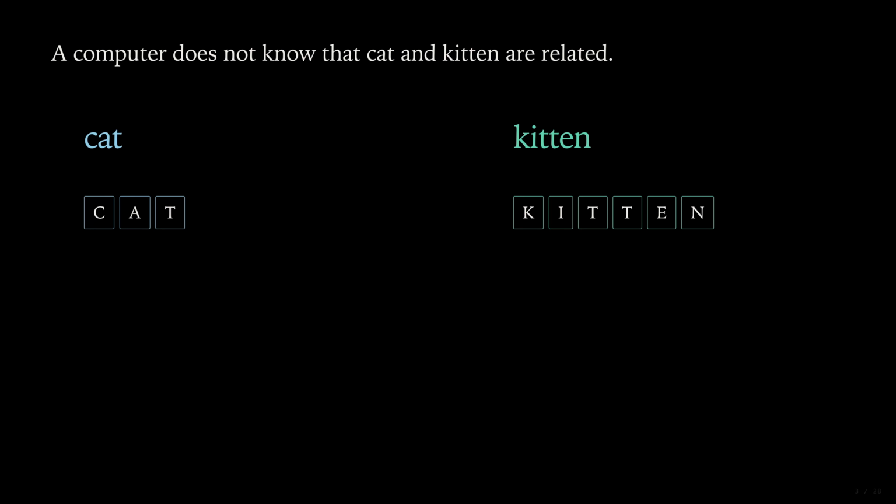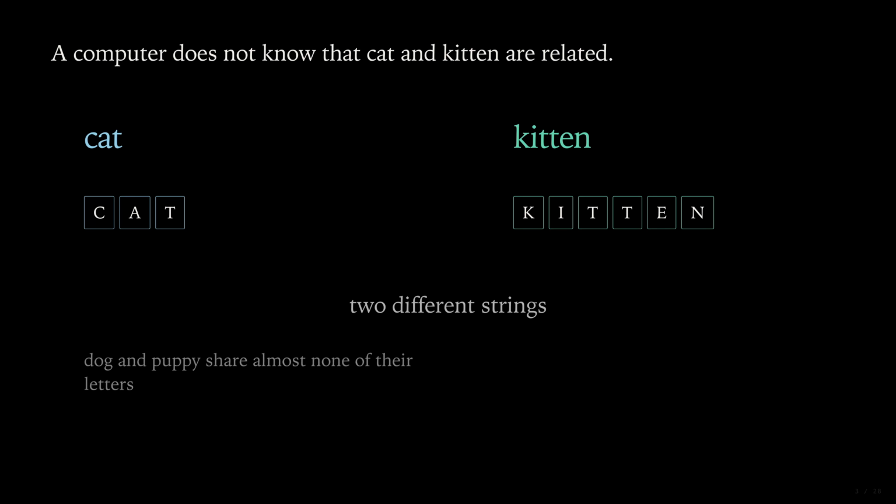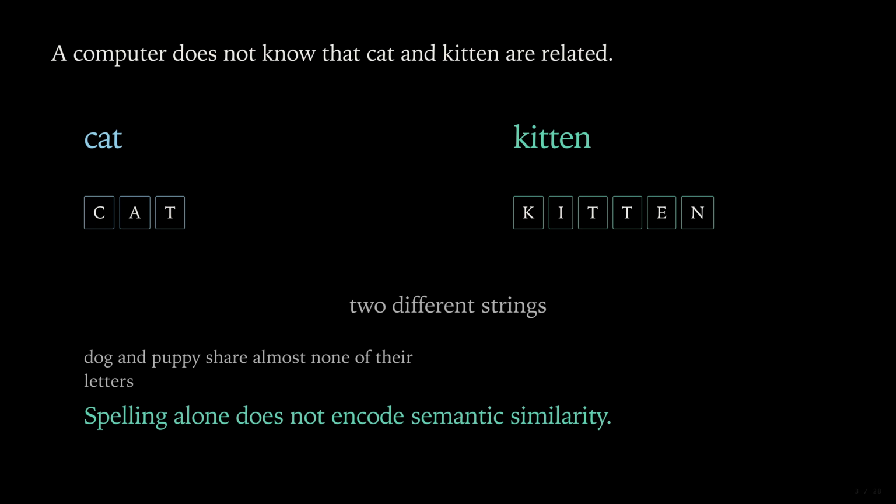Here's the part that surprises people. A computer does not know that cat and kitten are related. To it, those are two different strings. One is CAT, the other is KITTEN. Sharing letters would help a little, but dog and puppy share almost none. So if you want a machine to treat them as similar, spelling alone does not encode semantic similarity. You have to store something else, a representation that two related words can share even when they look nothing alike.